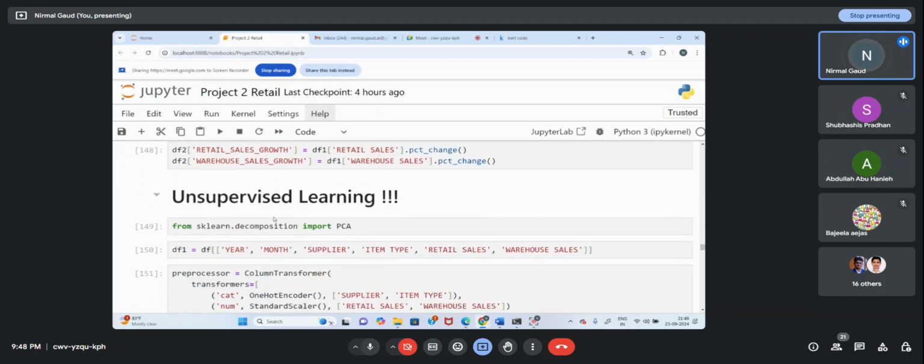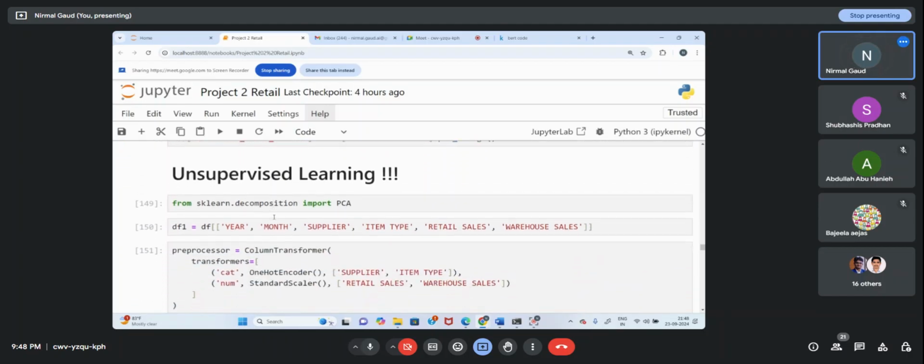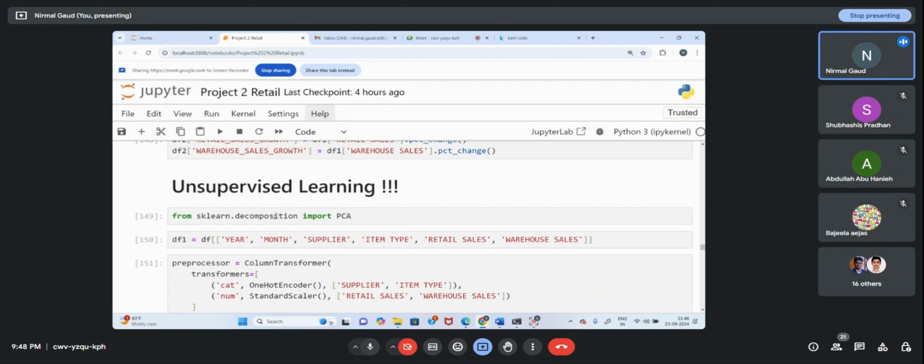Then I applied unsupervised learning also. That was my linear regression and the rest of the regression algorithms. Then I applied unsupervised learning, where I don't consider any target. Don't consider warehouse sales as a target, don't consider retail sales as a target. Just consider unsupervised learning where nothing is the target and just try to make clusters, to make groups.